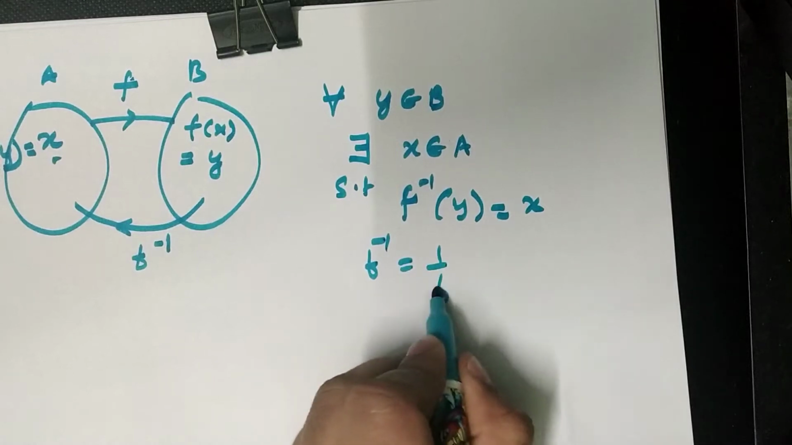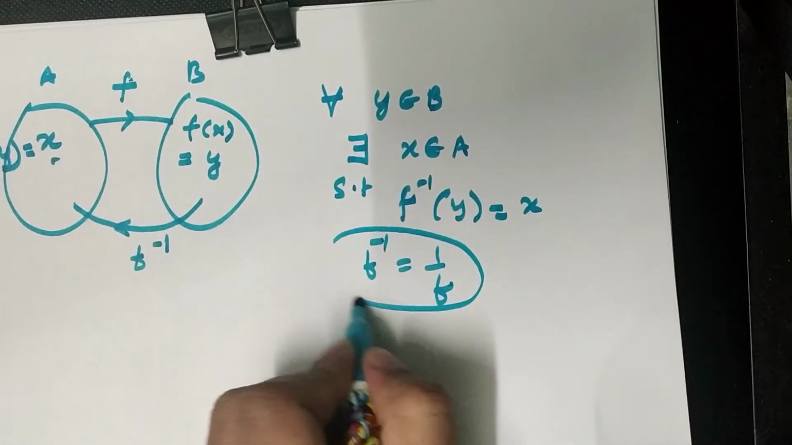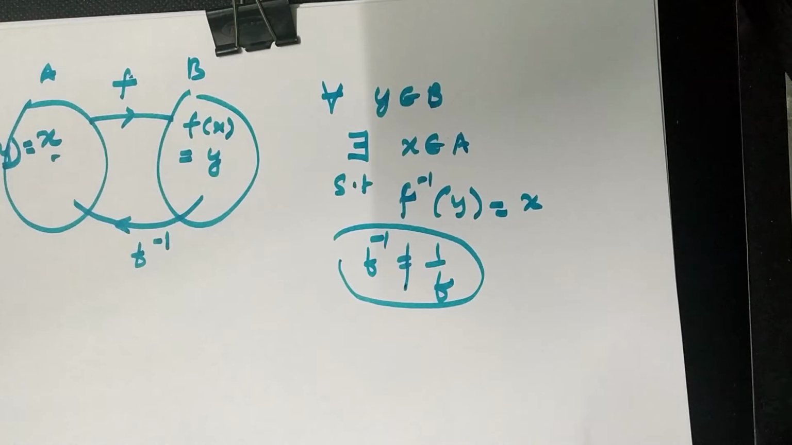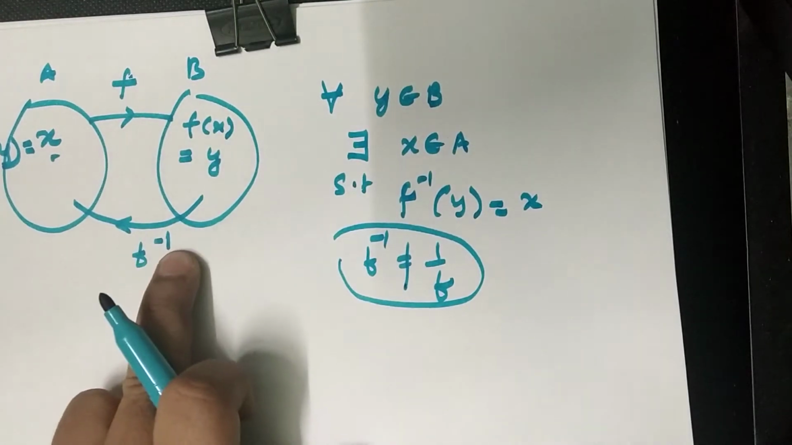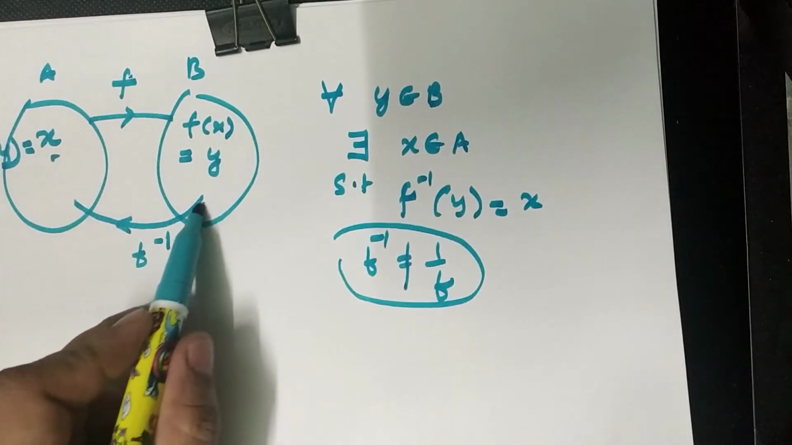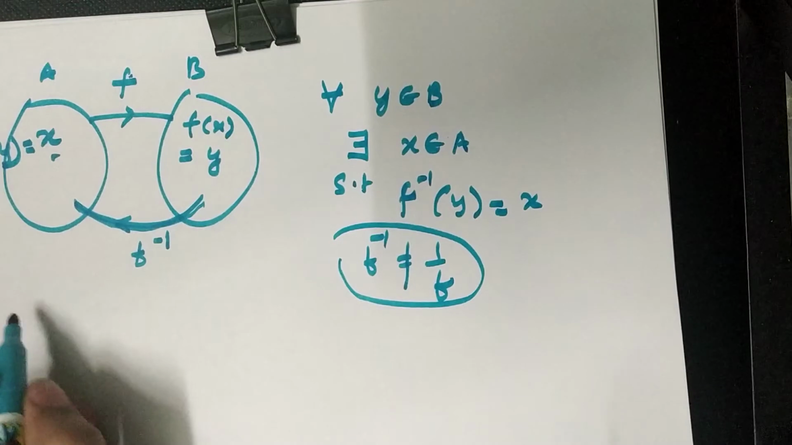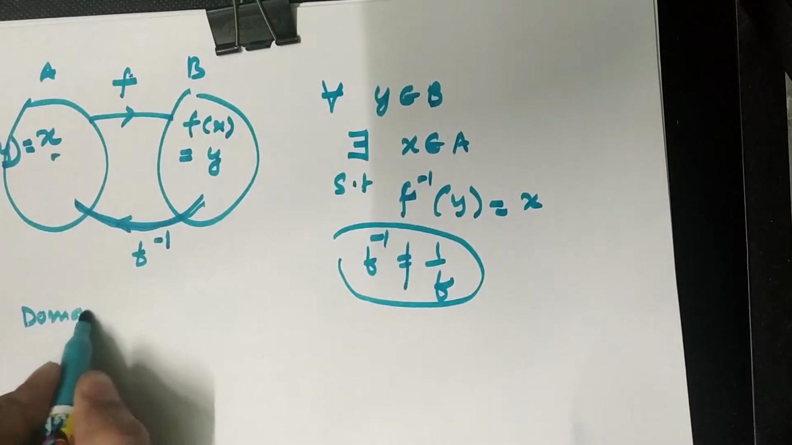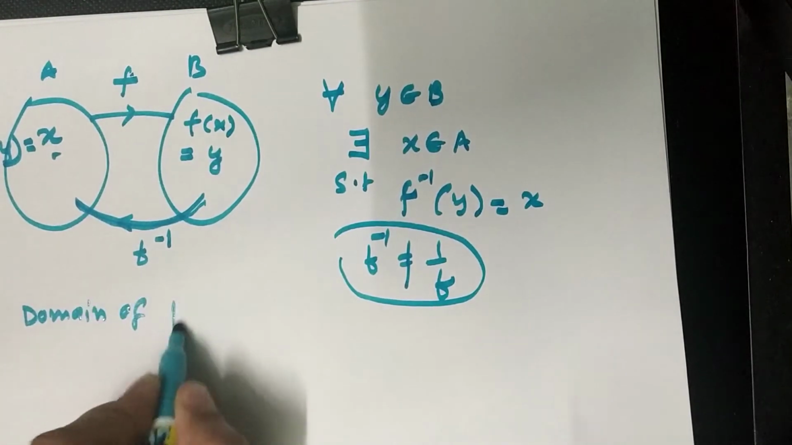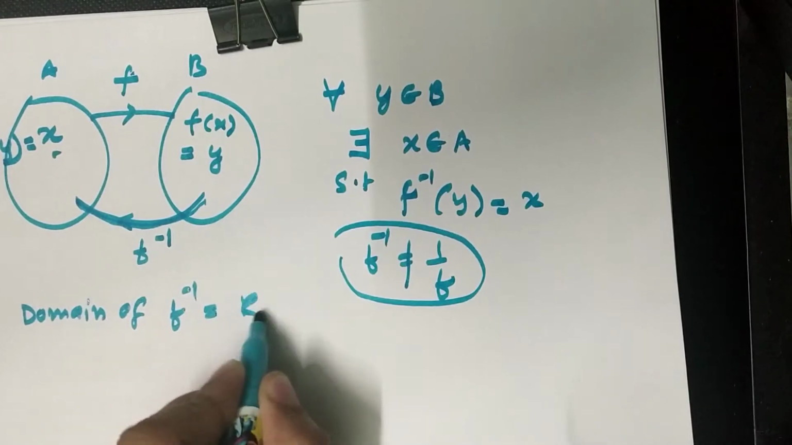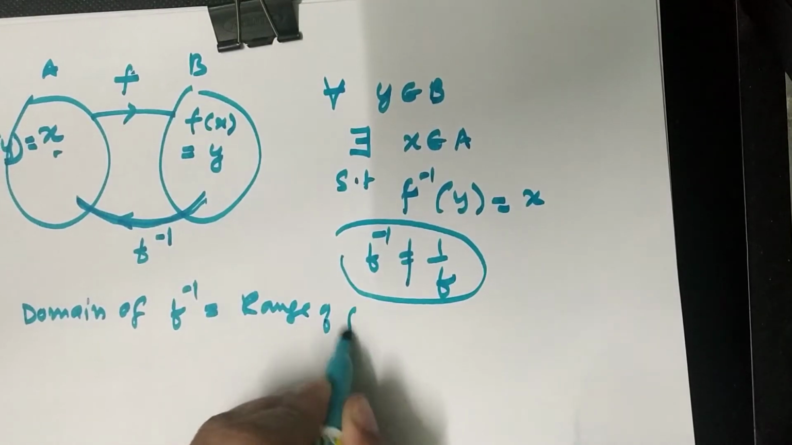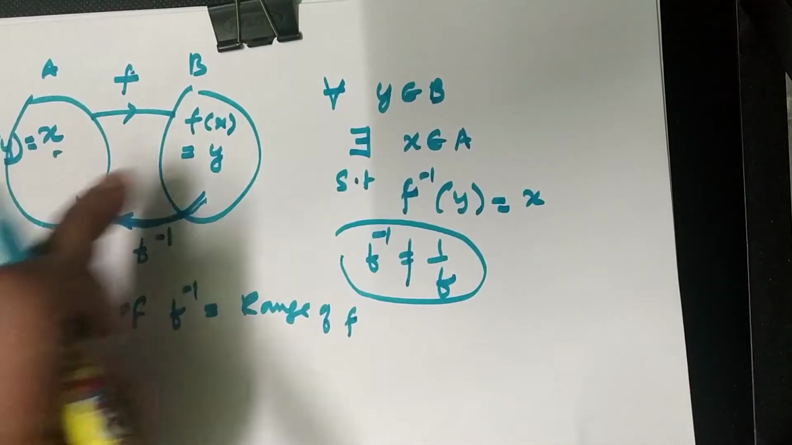Equals to 1 by f, which is completely wrong. F inverse is not equal to 1 by f. F inverse is just a symbol or a symbolic representation for the reverse mapping, the inverse mapping, meaning the domain of f inverse will be equal to the range of f, because it's an inverse mapping. It is going from B to A.